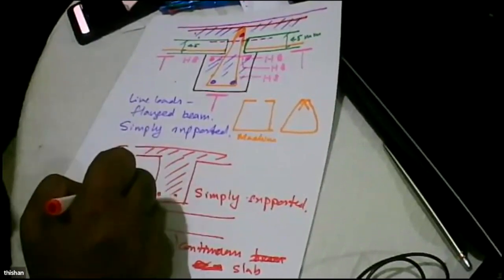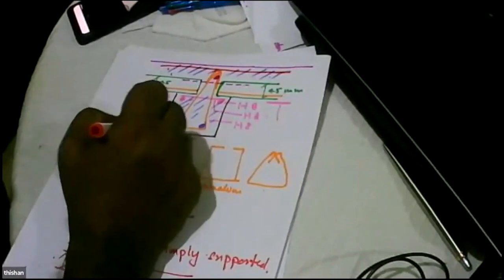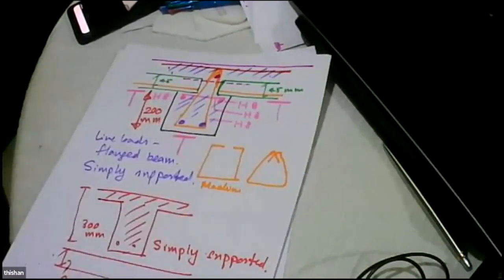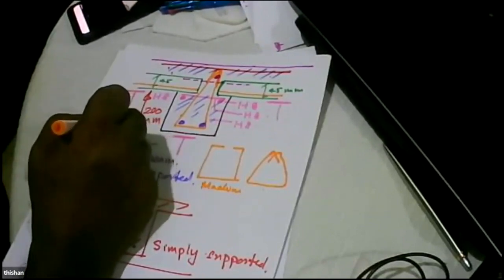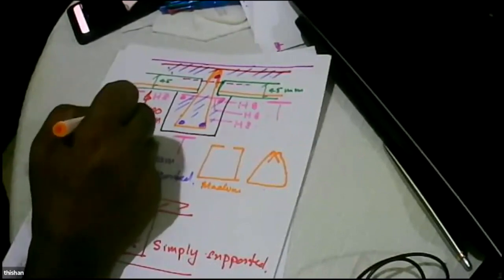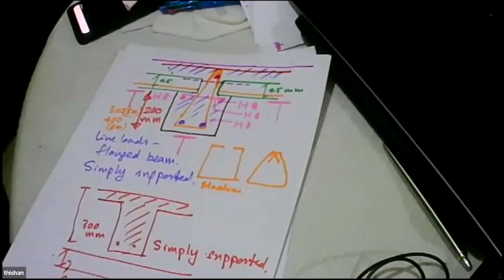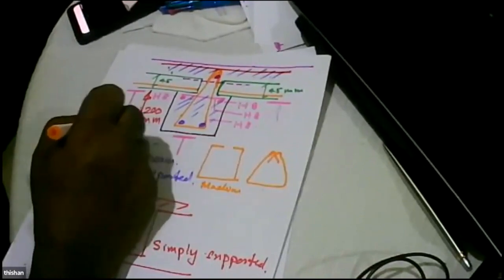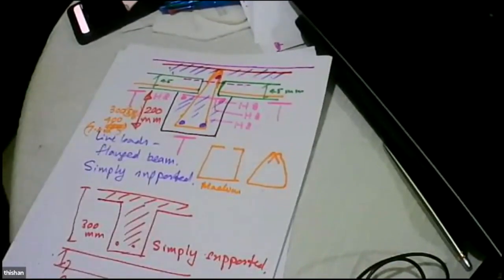So this can be about 300 millimeters. Why? Because the minimum size that we cast this beam is 200 millimeters, but depending on the span, it can go up to about 300 or even 400 when you have a slab spanning of about 6 meters. For about 5 meters, we can go for this. So 5 to 6 meters, we can go for 300. And about 7 to 8 meters, we can go for 400.